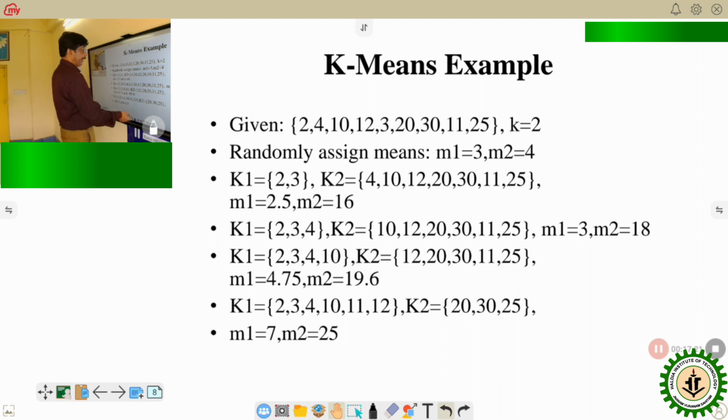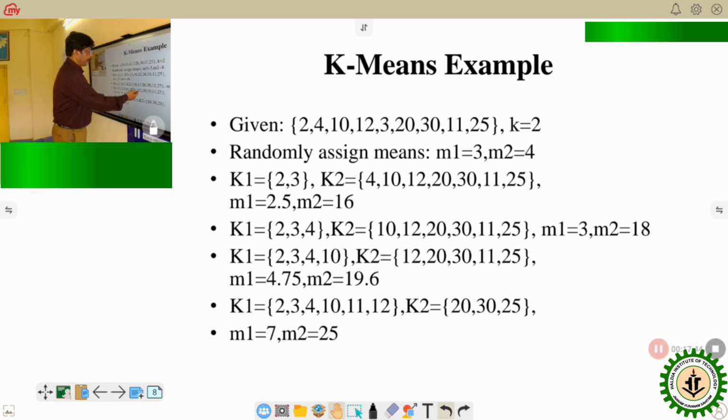Now for example 10, what is the distance from 3 to 10? That is 7. What is the distance from 10 to 18? That is 8. As 7 is less than 8, 10 belongs to the first cluster. But in the previous step, 10 belonged to the second cluster. Now 10 becomes a member of the first cluster.